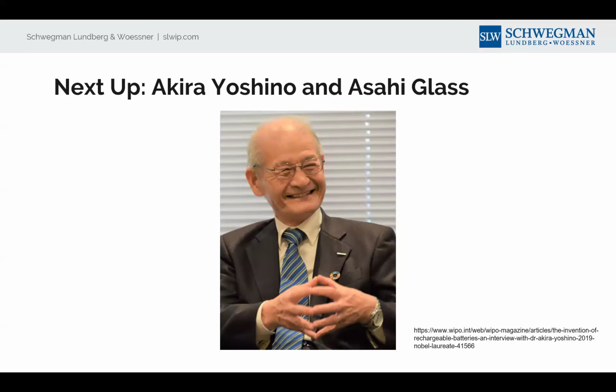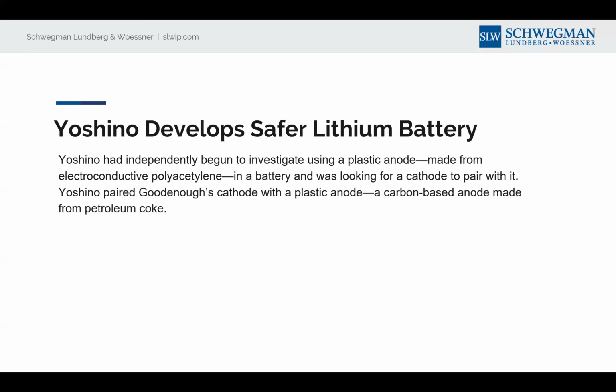Okay, next up, Akira Yoshino and Asahi Glass. Akira Yoshino had independently begun to investigate using a plastic anode made from electroconductive polyacetylene in a battery and was looking for a cathode to pair with it. Yoshino paired Goodenough's cathode with a plastic anode, a carbon-based anode made from petroleum coke.